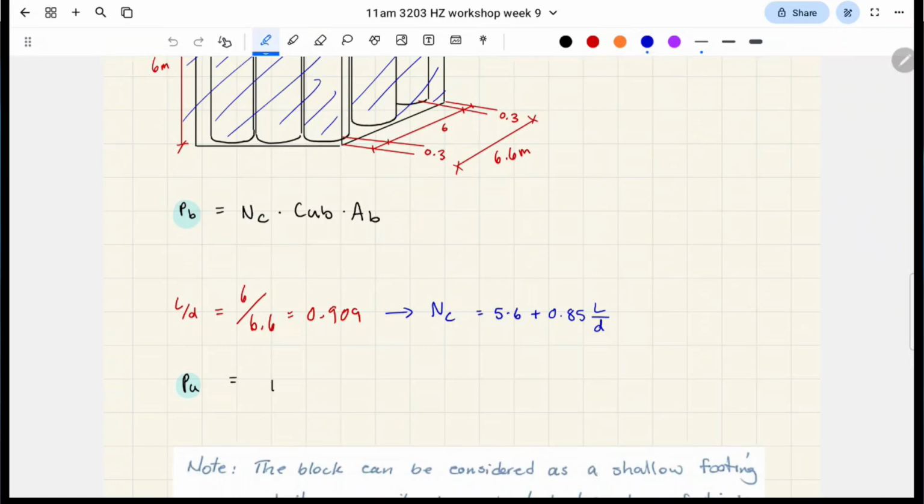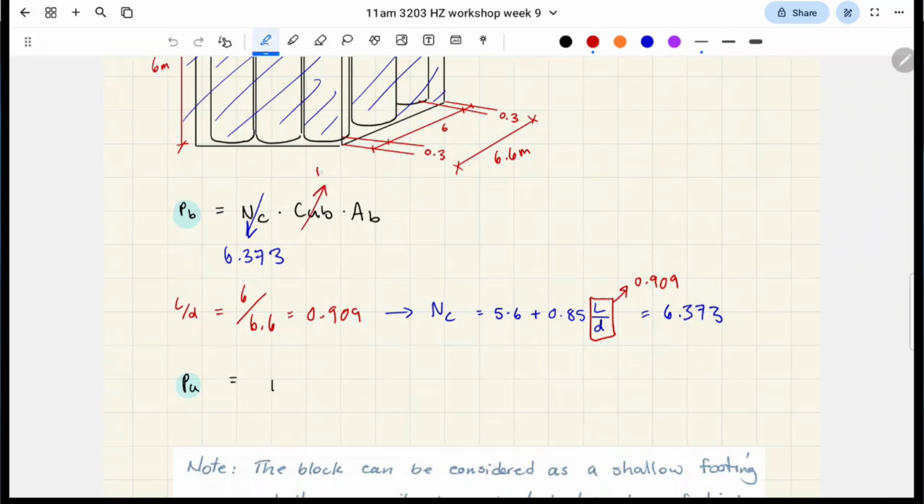So before, our normal case is that we have Nc equal to 9. If you look at this formula here, it can get as low as 5.6, but we're going to increase it as an interpolation by our slenderness ratio. So we plug in our slenderness ratio 0.909, and that will give us 6.373. So instead of 9, we're getting 6.373 for Nc.